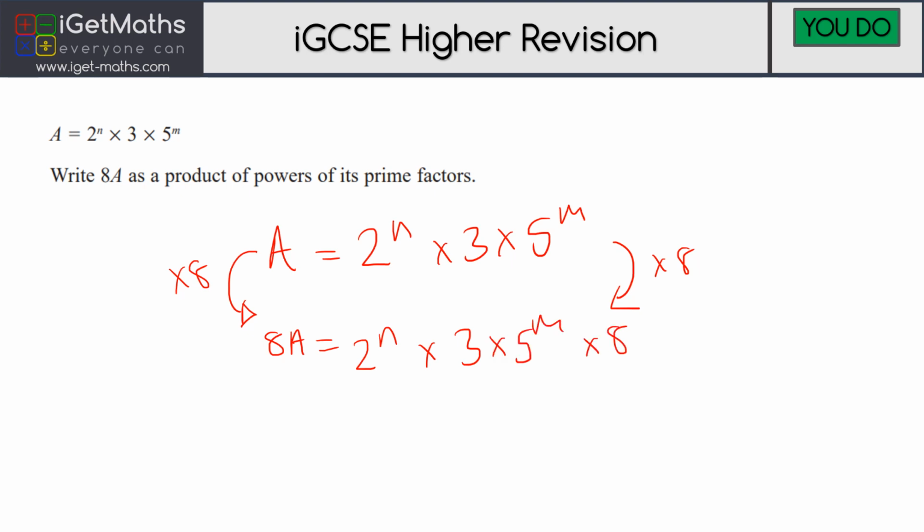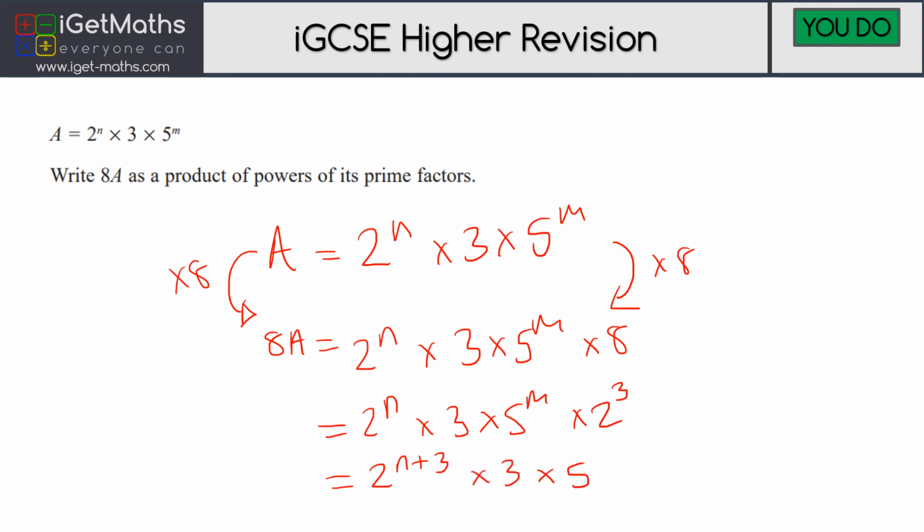But it wants to be of prime factors. So we're going to change the 8 into a prime number. And the 8 as a prime number would be 2 to the power of 3. So now you've got 2 to the power of n times 3 times 5 to the power of m times 2 to the power of 3. And 2 and 2 have got the same base. So when you multiply indices with the same base, you add the indices. So that will give us 2 to the power of n plus 3 times 3 times 5 to the power of m.